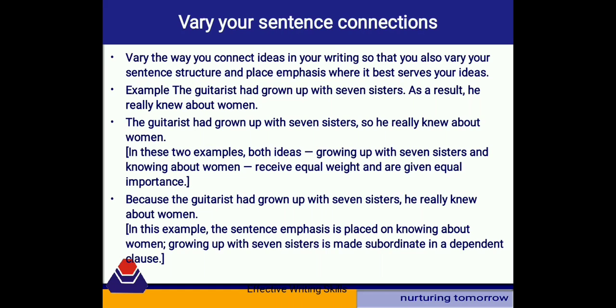Again, the guitarist had grown up with seven sisters, so he really knew about women. In these two examples, both ideas, growing up with seven sisters and knowing about women, receive equal weight and are given equal importance. But what is important here? We can write, because the guitarist had grown up with seven sisters, he really knew about women. Here, the sentence emphasis is placed on knowing about women because of growing up with seven sisters. So, growing up with seven sisters is made subordinate in a dependent clause, right?